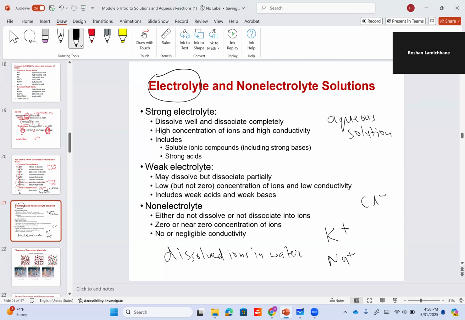And that is why Gatorade and Powerade drinks are known to contain electrolytes, right? So now let's distinguish strong, weak, and non-electrolytes. First, before I talk about that, let's move one slide forward and look at the pictorial depiction.